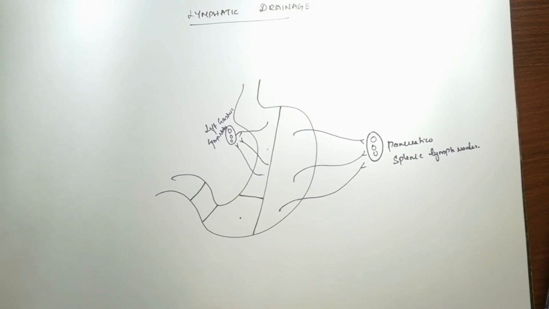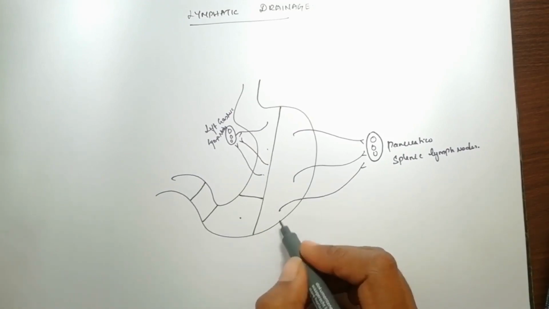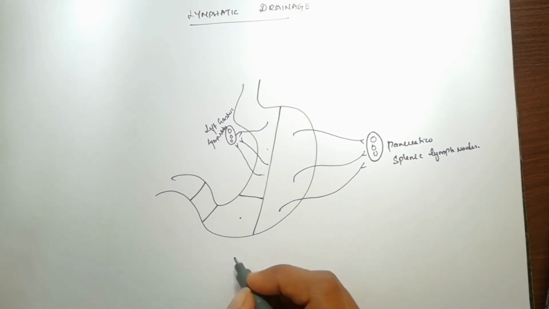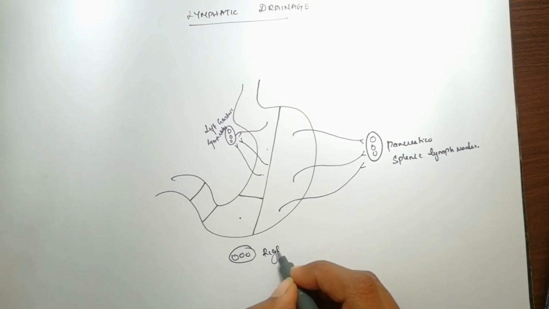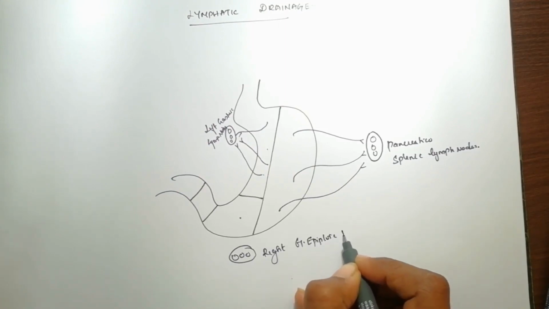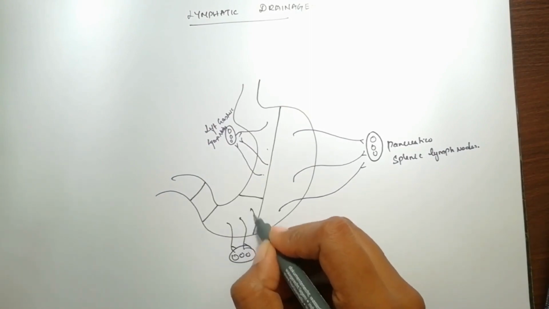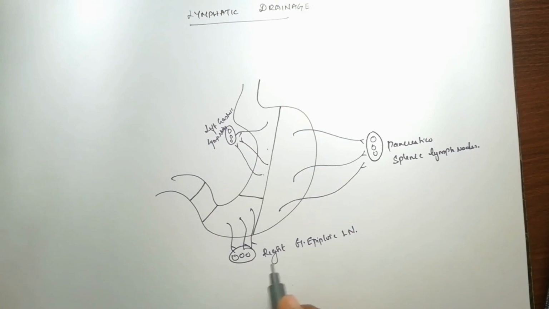And then coming to the lower part, the lower 1/3, here we have got right gastroepiploic artery passing. Near to that we have got some group of lymph nodes called as right gastroepiploic lymph nodes. So lower 1/3 is getting drained into right gastroepiploic lymph nodes.